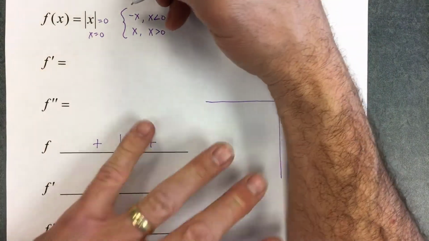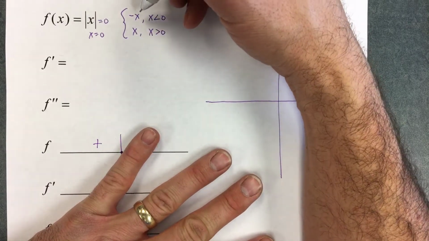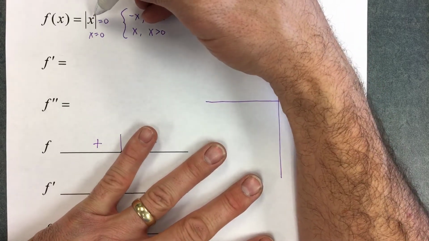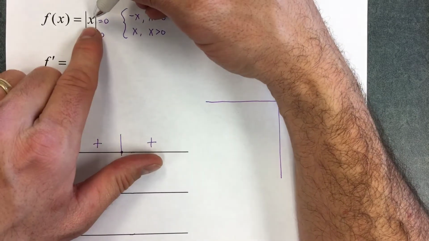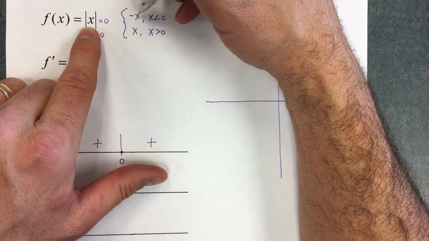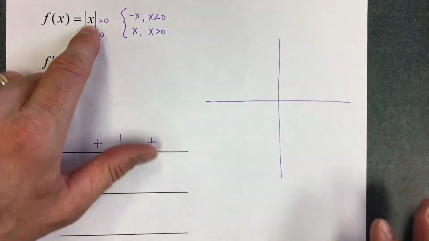Because if I'm going to put in a positive number, it's just going to result in x. But if I'm going to put in a negative number, I need it to actually produce the positive result of it. So negative 3 gives me a positive 3, so I need to do the opposite of negative 3 to get 3, which is what I end up getting with my absolute values.